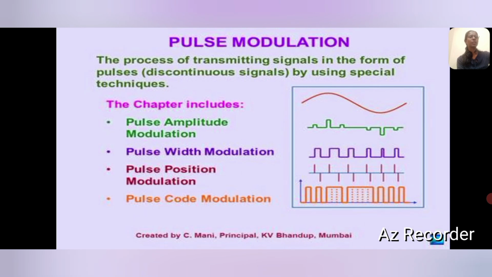Pulse modulation is defined as the process of transmitting signals in the form of pulses, which is a discontinuous signal, by using special techniques. As you can see, there are four different types: the first one is pulse amplitude modulation, the second one is pulse width modulation, the third one is pulse position modulation, and the last one is pulse code modulation.